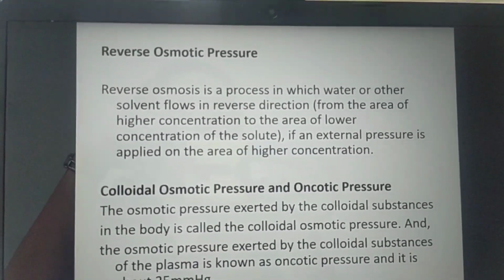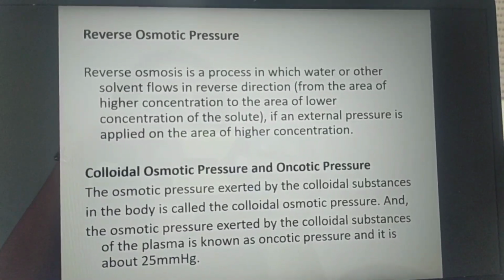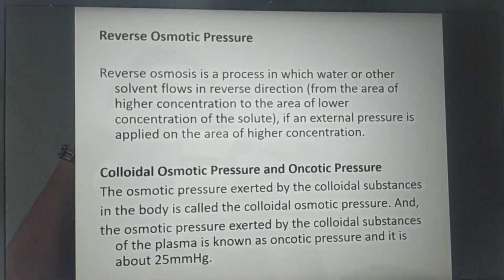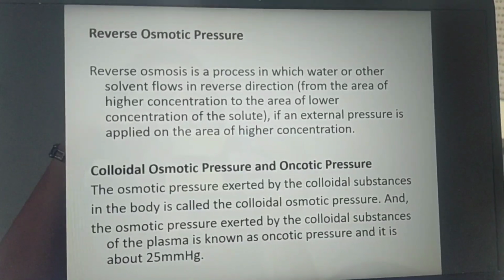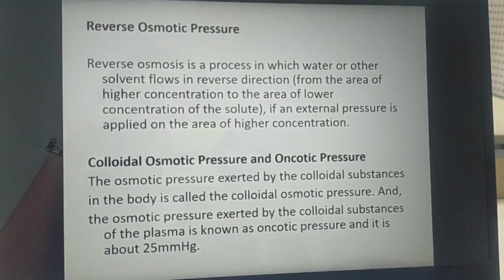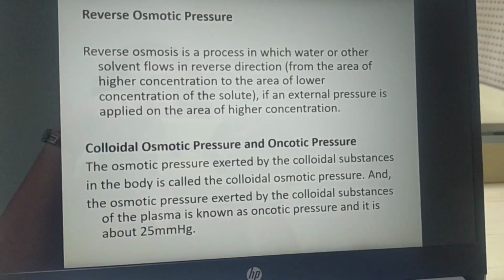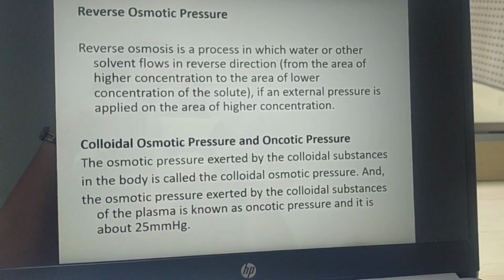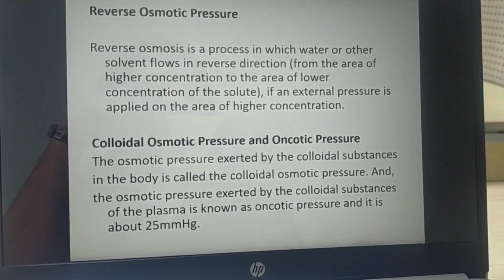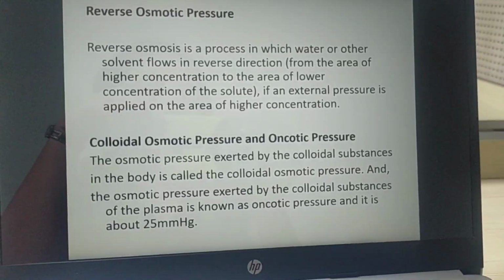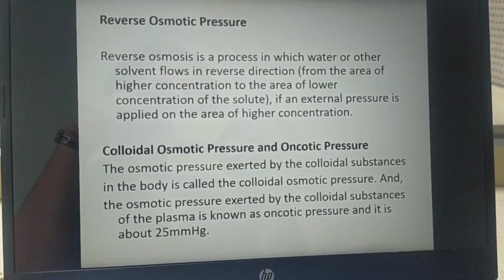Then there is a term called reverse osmosis. Reverse osmosis is a process in which water or other solvent flows in the reverse direction, from the area of higher concentration to the area of lower concentration of the solute, if an external pressure is applied on the area of high concentration. Then there is another term, colloidal osmotic pressure and oncotic pressure. The osmotic pressure exerted by the colloidal substances in the body is called the colloidal osmotic pressure. And the osmotic pressure exerted by the colloidal substances of the plasma is known as oncotic pressure, and it is about 25 millimeter Hg.